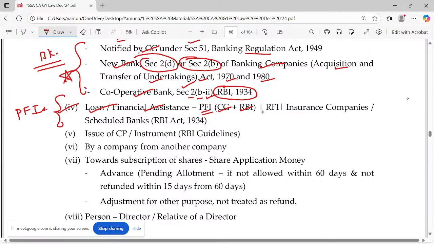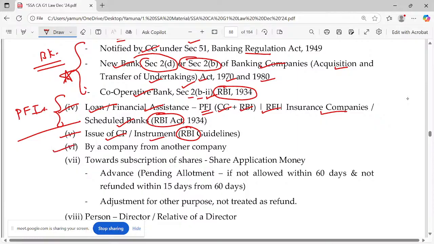Okay, and RFI, so related to financial reserves or and insurance companies and scheduled banks as per RBI Act. Then this will not be treated as deposit. So till here banks over. Now come for other categories. Issue of commercial papers or instruments as per RBI guidelines. Okay, what do you mean by commercial papers and other instruments? Related, see on behalf of central government, RBI is issuing some promissory notes. So that's covered under commercial papers and instruments, and this being issued means it will not be covered under deposit.